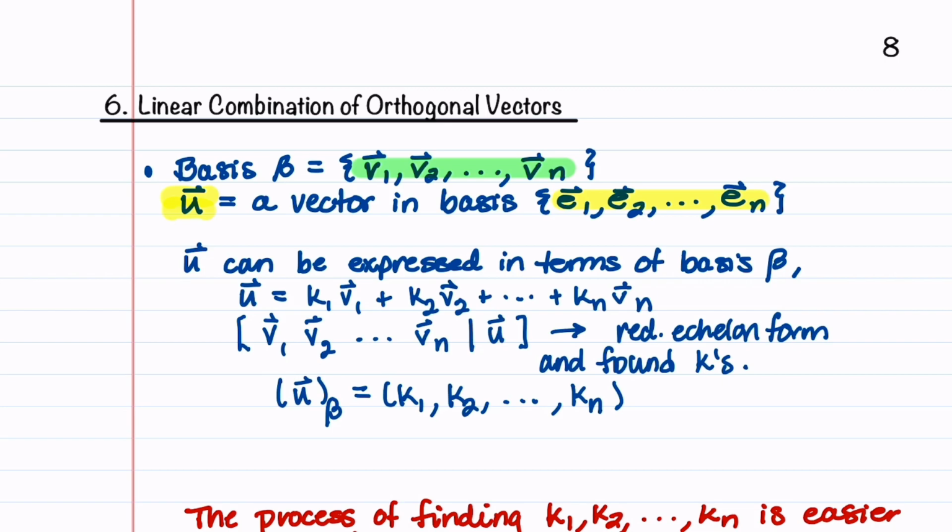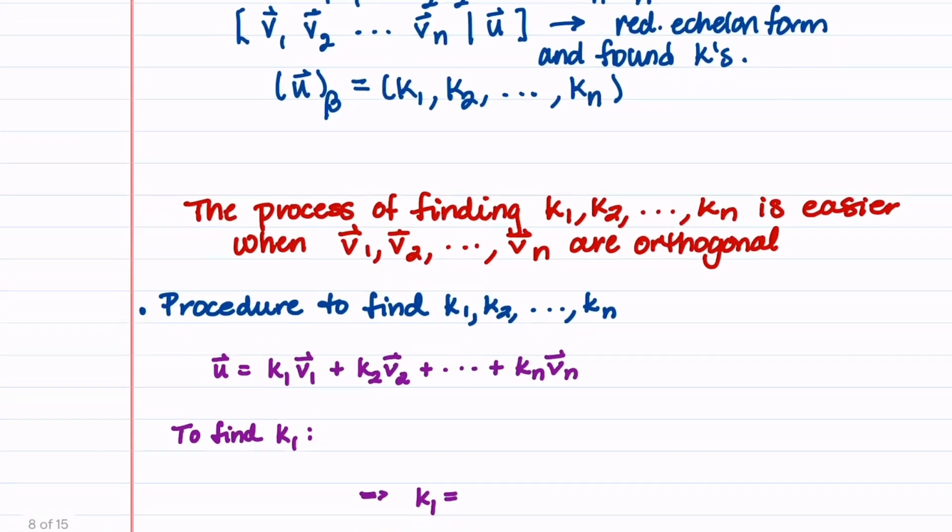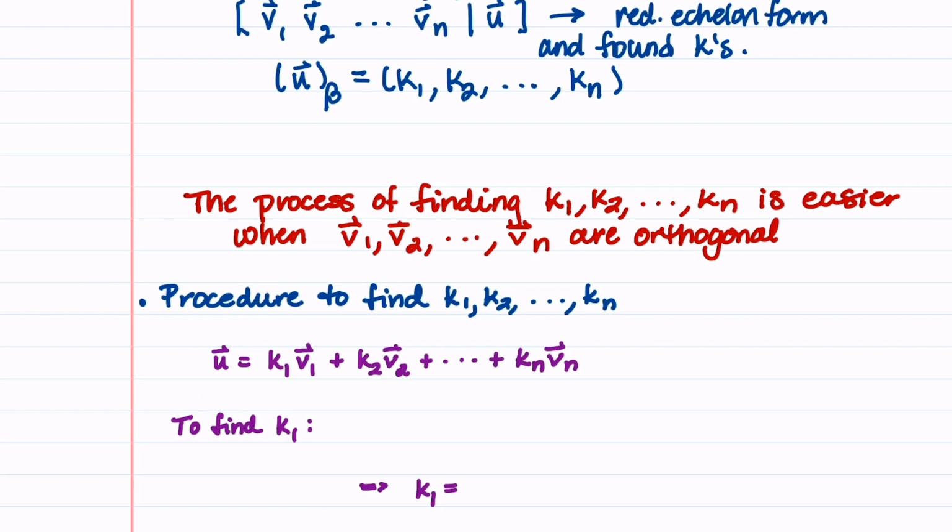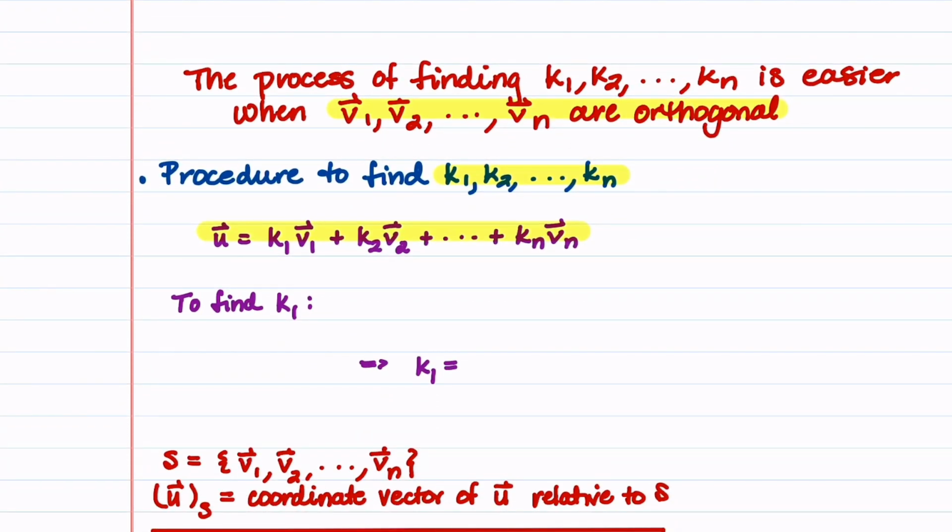Now we're going to learn that there's an easier way to do this if our vectors V1 through Vn are orthogonal. So let's go over the procedure to find our Ks when our vectors V1 through Vn are orthogonal. We begin just like we did before. We write U as a linear combination of our vectors V. To find K1, we're going to use the fact that all the V vectors are orthogonal. So we're going to take the dot product of this equation right here with V1 in order to find K1.